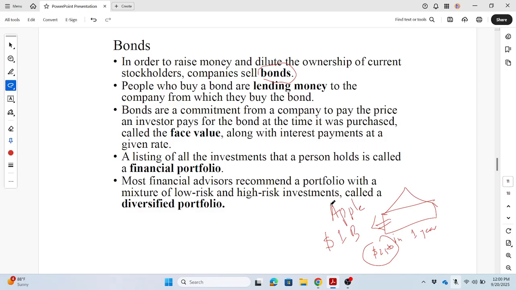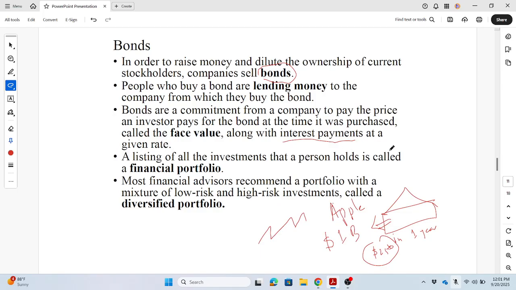The difference between the bond and the stock is, a stock might go up and down. With a bond, the company has an agreement with you to sell stock after 1 year at a certain price, and by owning the bond, by lending your money to the company, they are also going to pay you some interest. So bonds are a commitment from a company to pay back the price an investor paid for the bond at the time it was purchased, called the face value, and also the interest payment. They also pay you interest.